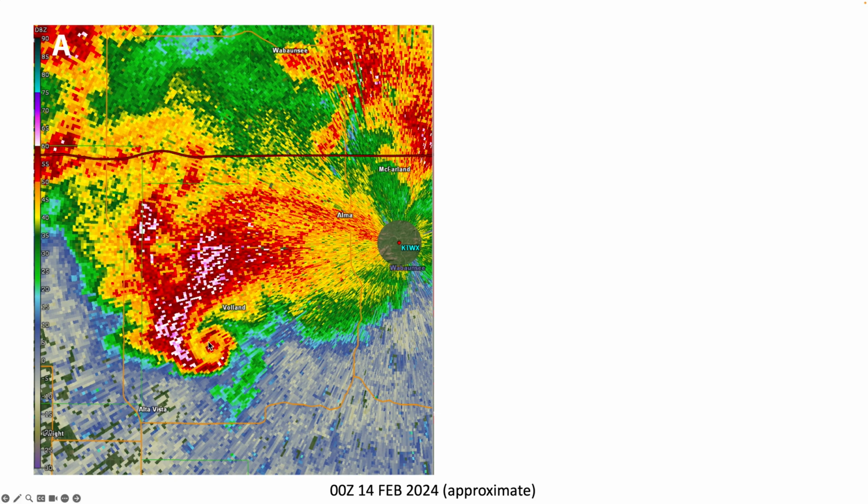So we don't have the highest resolution image here. So the debris ball, it does show up, but it doesn't show up as a nice bright purple, which we often see in our highest resolution images. So this is base reflectivity.